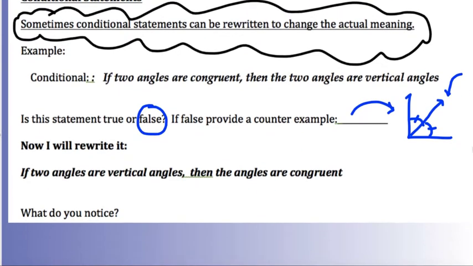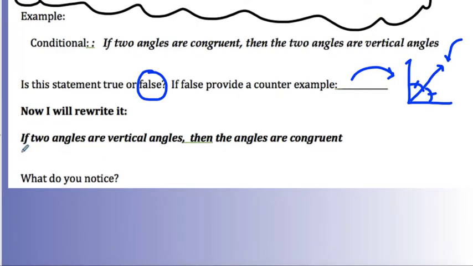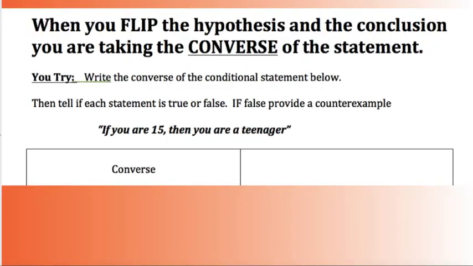But now I'm going to rewrite it. I rewrite it as, if two angles are vertical angles, then the angles are congruent. So what do you notice I did? Hopefully you're noticing that I flipped the hypothesis and the conclusion. And when you do that, you're taking the converse of the statement. So when we flip the P and the Q, we're getting the converse.